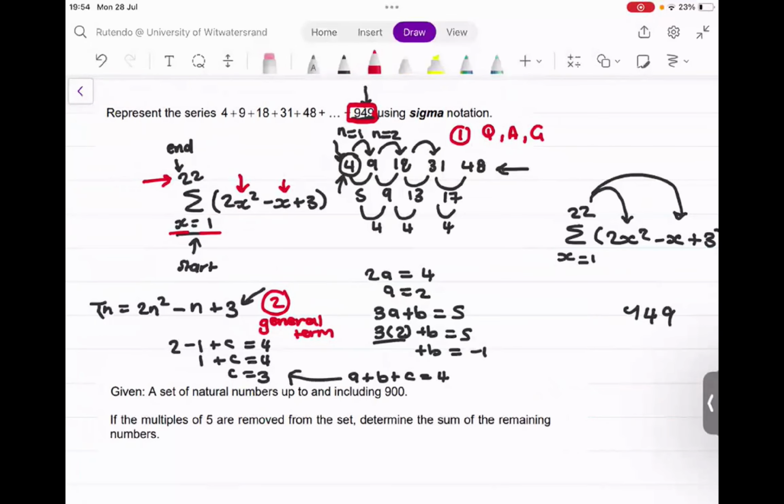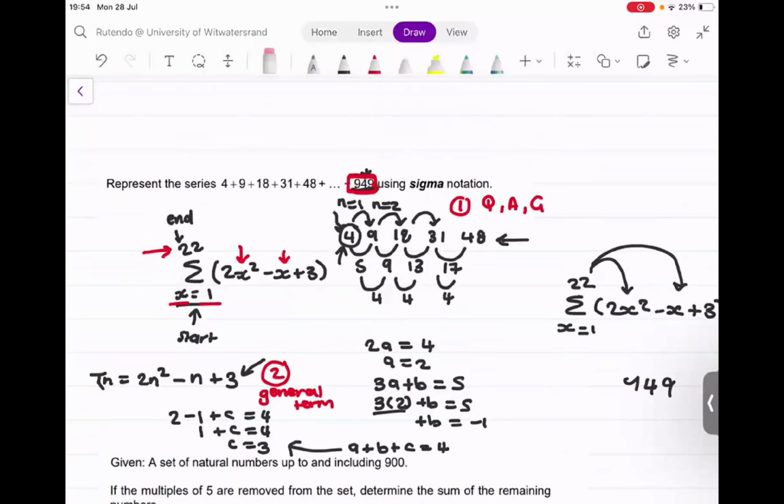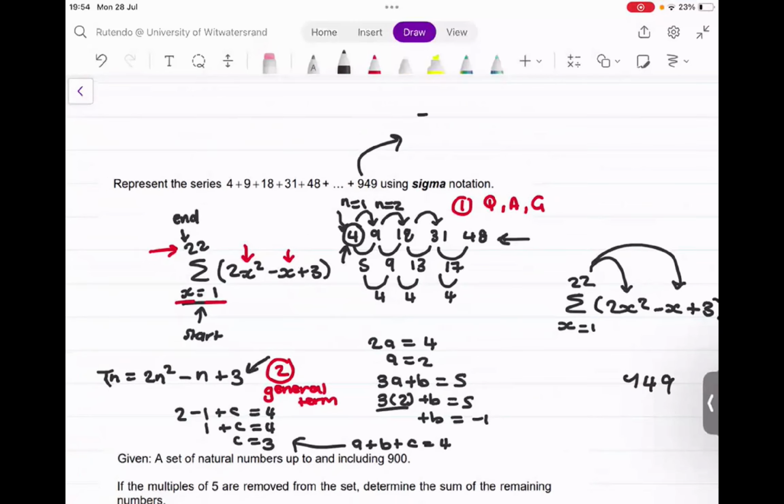So here I know that my last term is 949, and I found my general term to be Tn equals 2n squared minus n plus 3. And I want to know, what is my n when my term is 949? So I can say 949 equals 2n squared minus n plus 3. And then solve this as a quadratic.